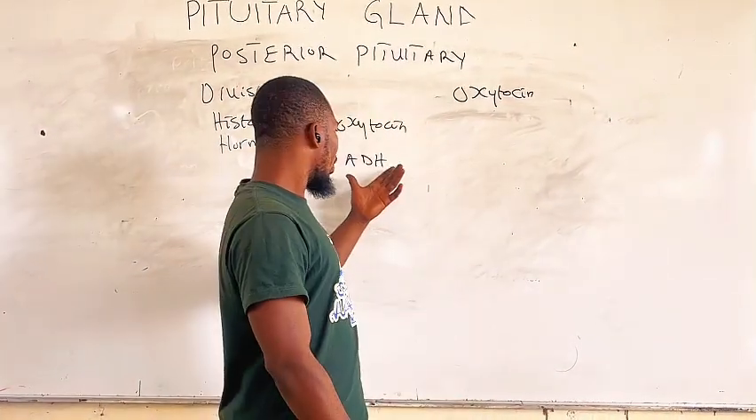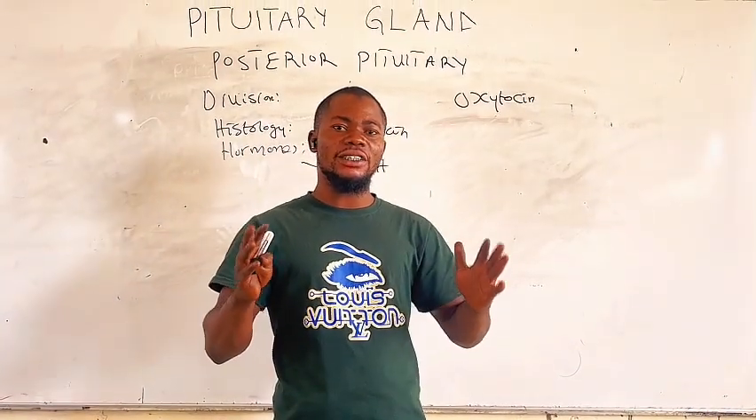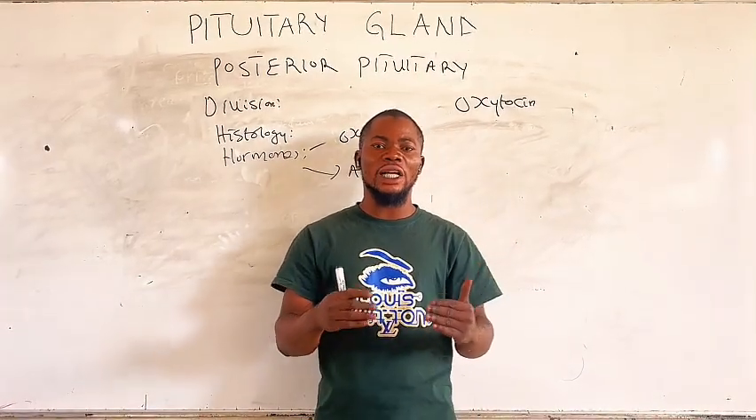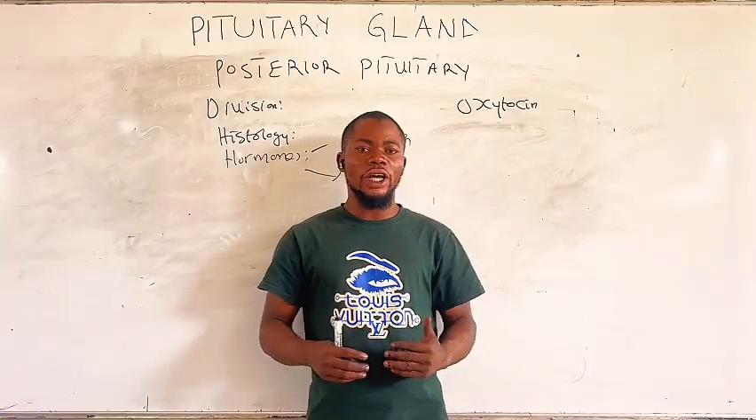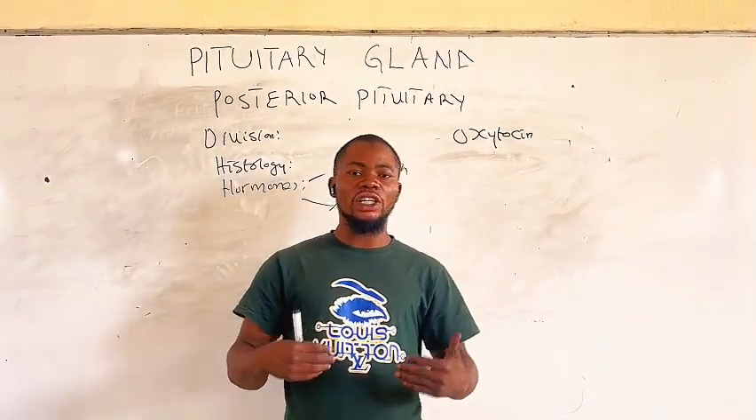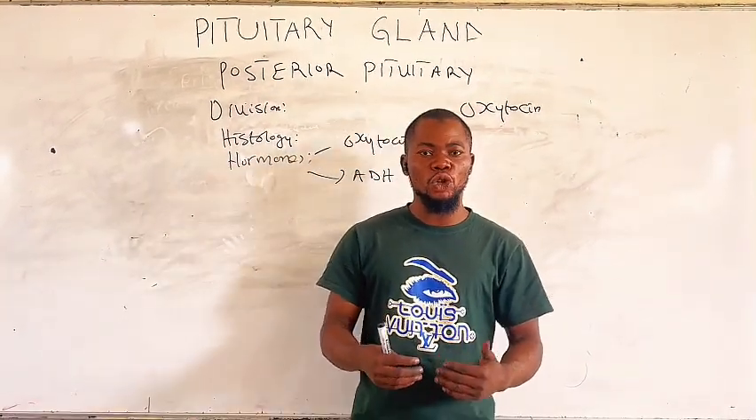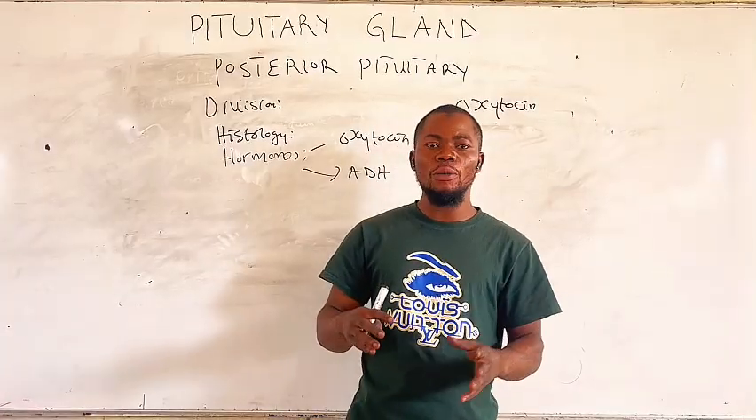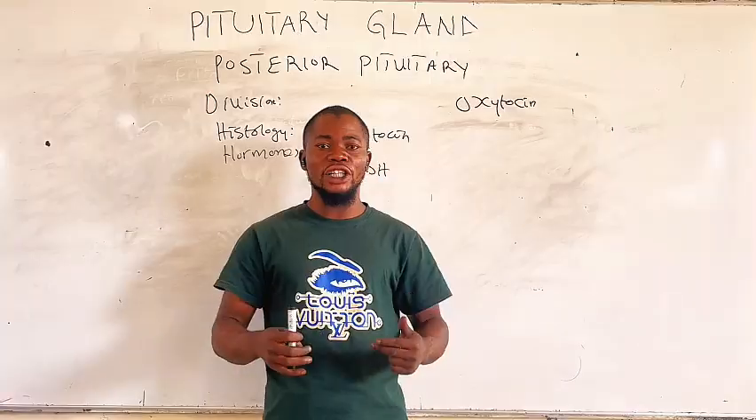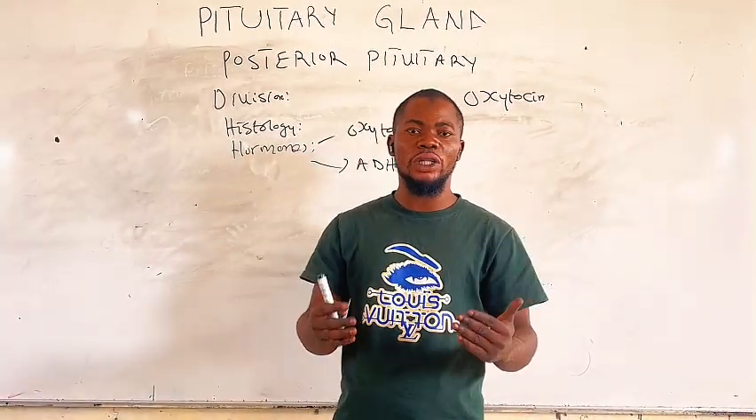Now, antidiuretic hormone has two major functions. It helps in water retention as well as acting as a vasopressor. In water retention, the antidiuretic hormone acts on the kidney tubules, the distal convoluted tubule and the proximal convoluted tubule. It allows them to perform facultative reabsorption of water. In the absence of antidiuretic hormone, the distal convoluted tubule and the collecting duct are impermeable to water.